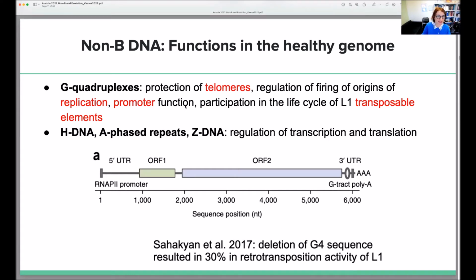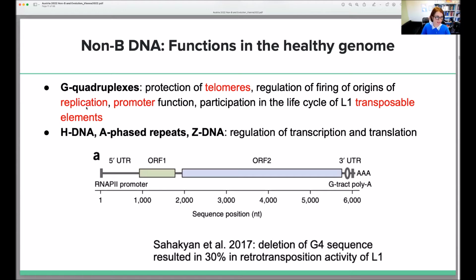So G quadruplexes form at telomeres. So remember, what is the consensus repeat for telomeres? T, T, A, G, G, G, repeated multiple times. So you have 3 Gs in a row separated by some other nucleotides. These Gs can pair among themselves on the same strand, right? And this is what protects telomeres, one of the mechanisms of telomere protection.